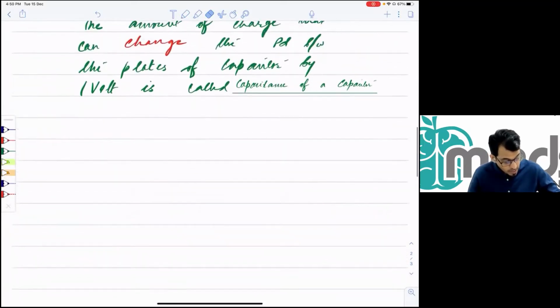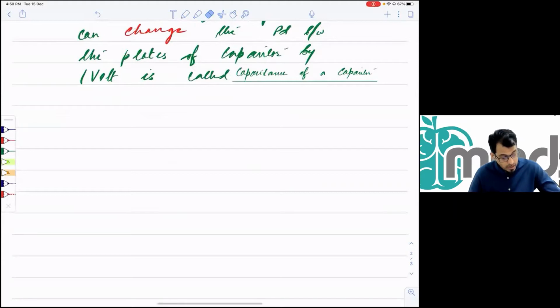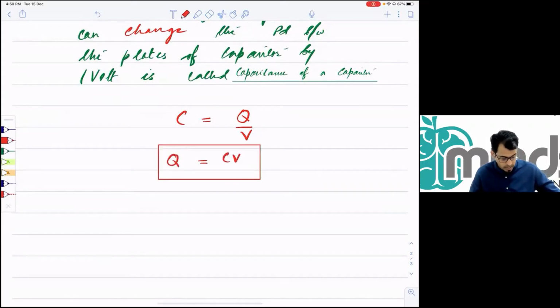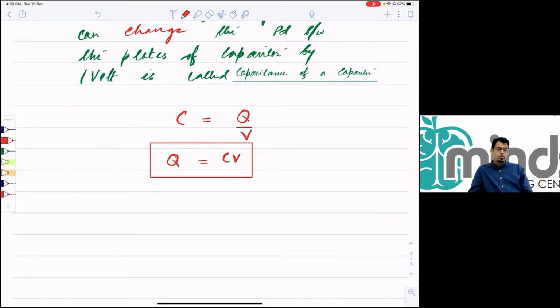So it means that the capacitance of a capacitor is equal to charge per unit volt. Can I write capacitance like this? Capacitance, denoted by C, is charge per unit potential difference. And you can say Q is equal to CV. This is the basic equation for capacitance of a capacitor that relates charge, capacitance, and potential difference.